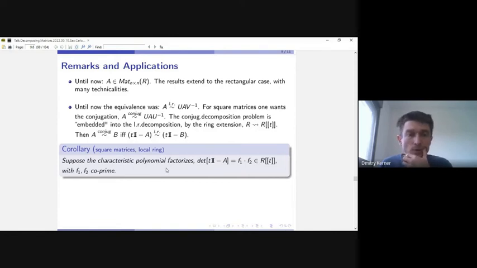So here is the corollary. Suppose the characteristic polynomial of this matrix factorizes in this ring, and F1, F2 are again co-prime. Then A can be block-diagonalized by conjugation if and only if this ideal of maximal minors sits inside F1, F2. I don't know why it is written "just then"; it should be "then".